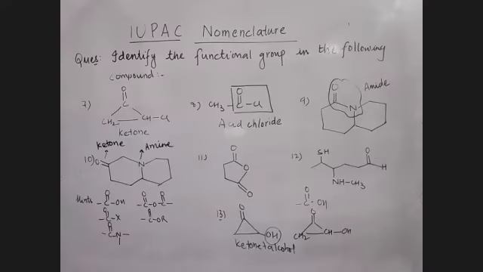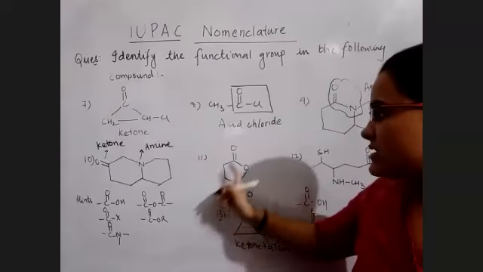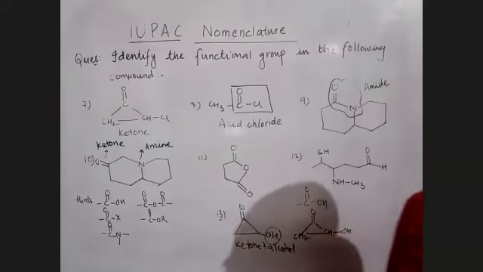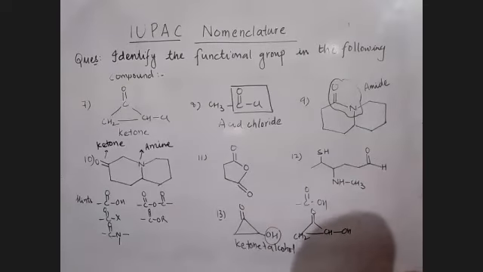11th one. COOCO. Which functional group? Correct. This is acid anhydride. Very good. This is acid anhydride. Good.